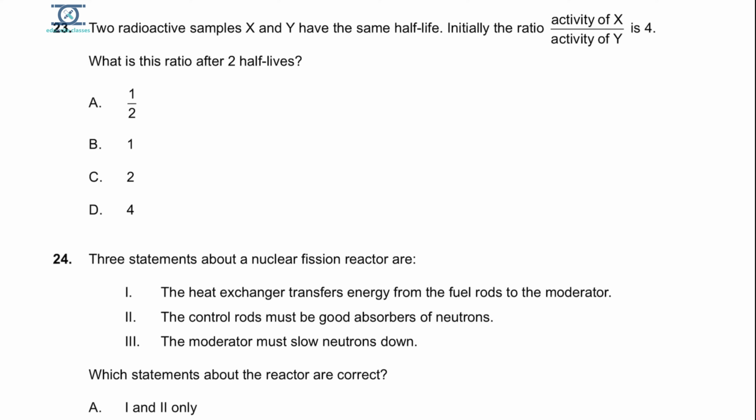So let us consider the activity initially as AX and initially it is AY. So after one half-life the activity will be AX by 2 and this will also be AY by 2. After one more half-life it will be AX by 4 and this will be AY by 4. So this and this get cancelled, so it will remain AX upon AY, which is given to us as 4. So there will be no change, or in other words you can remember that with respect to the half-life the activity also gets halved. So after two half-lives there will be no change in the ratio, it will remain 4. So option D is the right answer.